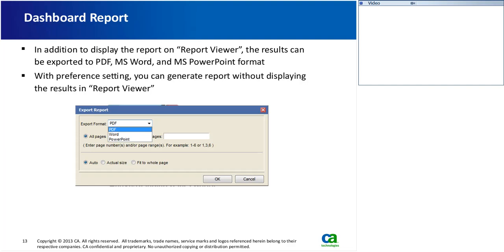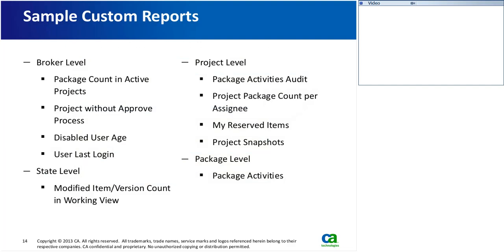So then we also add the preference setting. You can decide how many lines you want to show in the report viewer, and you can toggle it on and off if you don't even want to see it and just want to go to the external report. So that's the support we have.